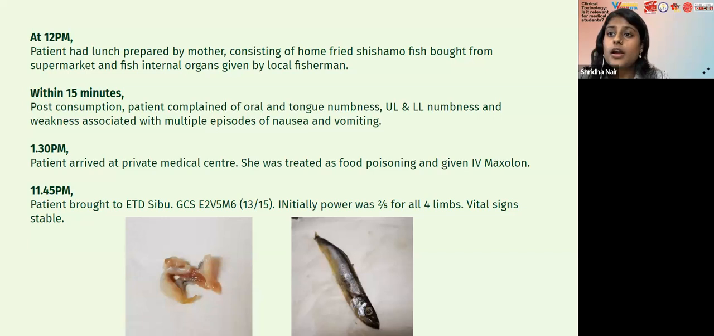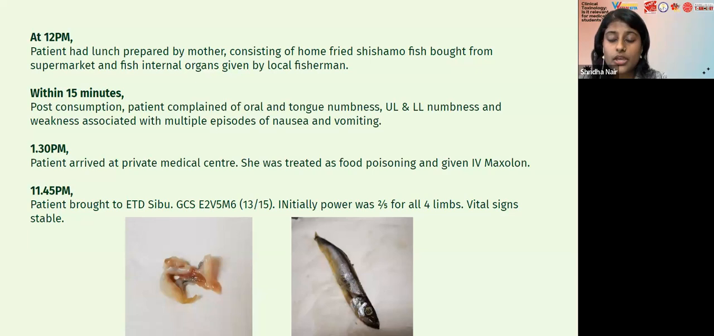The size of the fish is about 7 millimeters, and it was bought from the supermarket, and the fish internal organs were given by the local fishermen for free. There was also fish roe. Within 15 minutes of consumption, the patient complained of oral as well as tongue numbness, upper limb as well as lower limb numbness, and weakness associated with multiple episodes of nausea and vomiting.